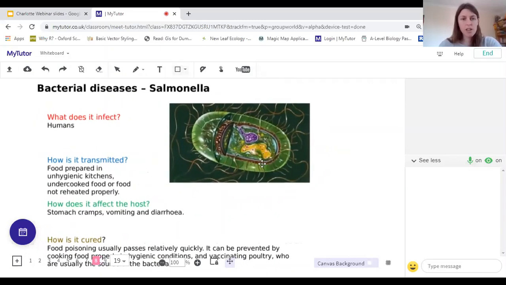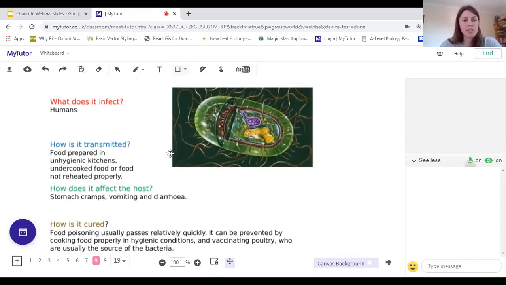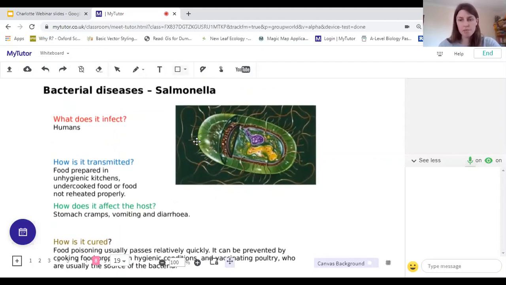Okay, then we have another human bacterial disease caused by Salmonella, which is another bacteria. Again, this infects humans, and it's transmitted through food being prepared in an unhygienic kitchen, or undercooking food, or food not being reheated properly. So salmonella is more commonly known as food poisoning.